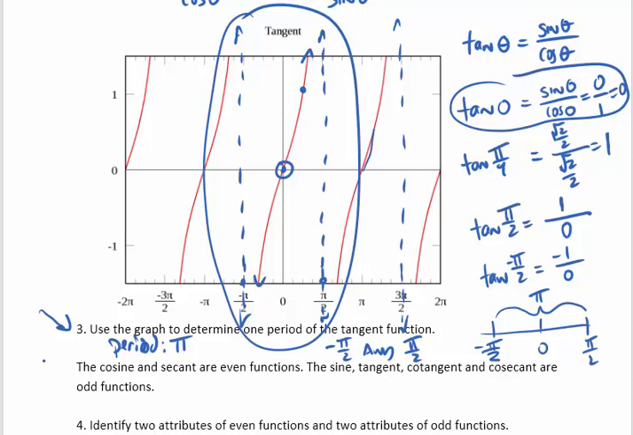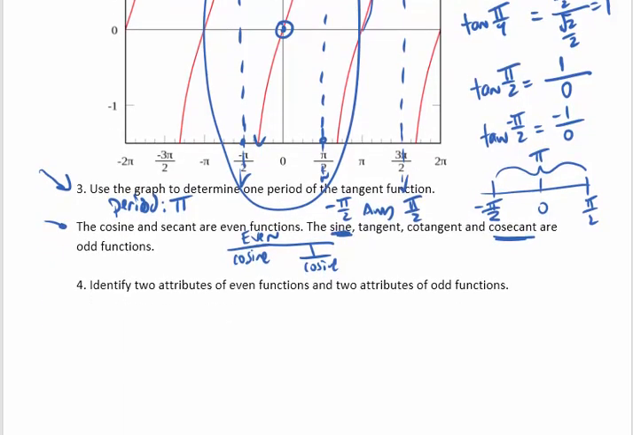All right, moving on here. So the cosine and secant are even functions. The sine, tangent, cotangent, and cosecant are odd functions. And that makes sense because remember, the secant is just 1 over the cosine. Sorry, these are even, not odd, even. It makes sense that if one of those is even, then the other would be as well. And the sine, of course, is odd. So that one goes with the cosecant because those are inverses of each other. And as it turns out, both the tangent and the cotangent are also odd functions.